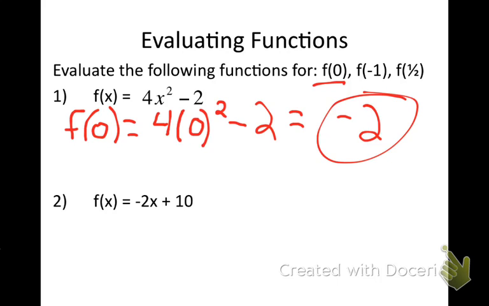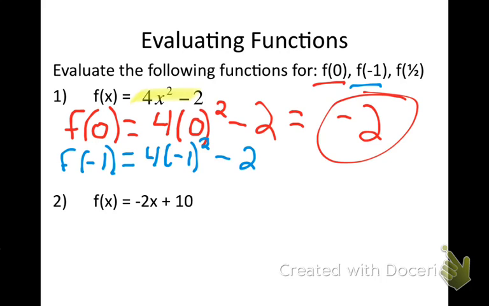Input, output. Let's do f of negative 1 now. So I have f of negative 1 equals 4 parentheses negative 1 squared minus 2. Again, for every one I'm doing, I'm just evaluating it for the function it gives me at the top. Well, what's negative 1 squared, Garrett? 1. Times 4? 4. Minus 2? My output is 2. Plugging a number in, getting a number back out.